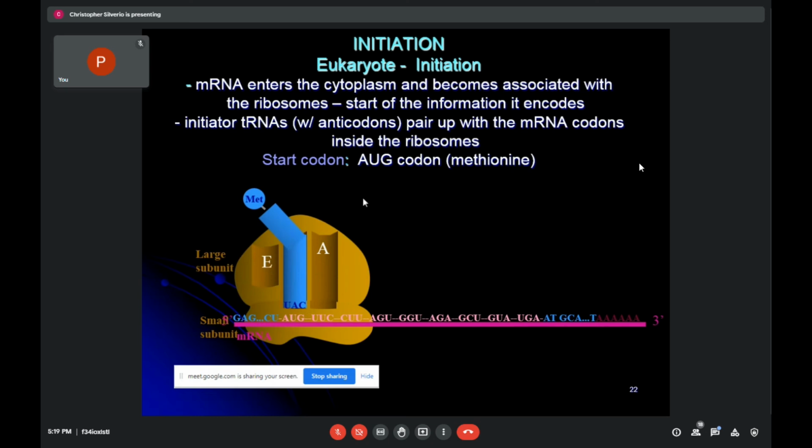The exit site. So what will happen is that the incoming transfer RNA will jump from the A site going to the P site and then going to the exit site. And then it is released from the ribosome. That is what happens when there is protein synthesis.